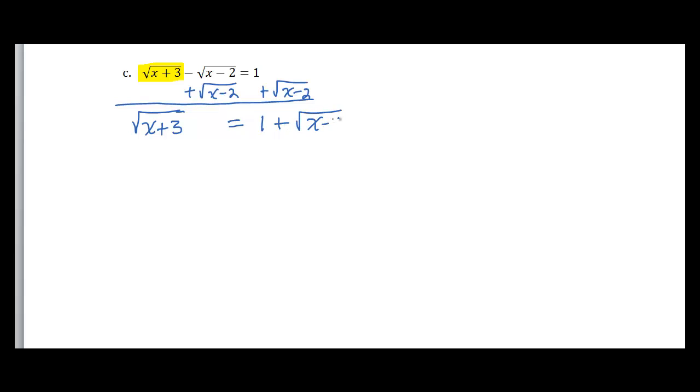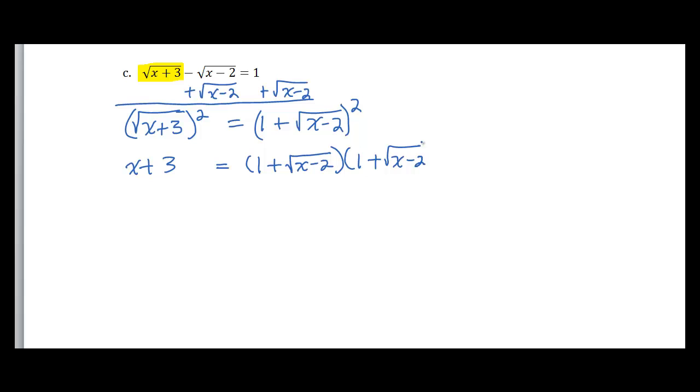Now that it's isolated, the index on this radical is 2, so I'm going to square both sides. I'm going to get an x plus 3. But on my right-hand side, I have to remember that I have to FOIL this out. This gets a little complicated because there's an actual radical in that FOIL. So let's go ahead and FOIL this out. We'll take it a little slower since it is complicated.